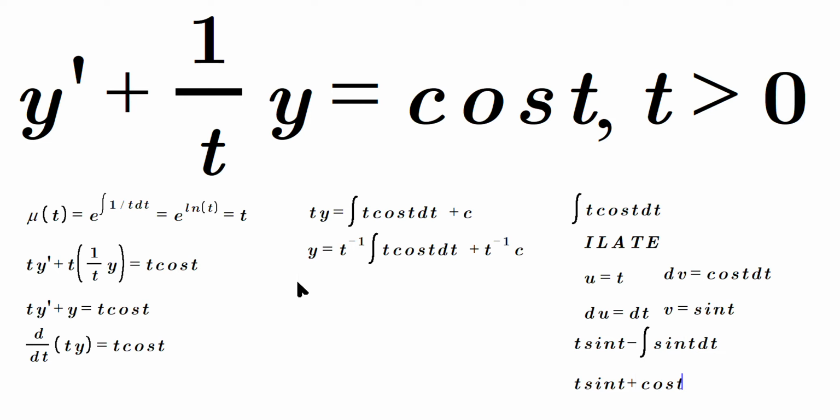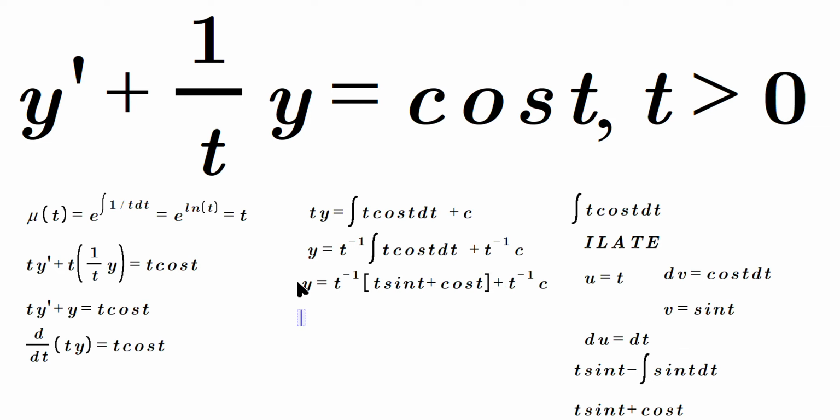So now go back over here. You're going to have y is equal to t to the negative first, and replace the integral with t sine t plus cosine t, plus t to the negative first times c. And lastly, perhaps more conventionally, we would write this as y is equal to the following. Take the t to the negative first, distribute it to each term inside the brackets. That means this t here will cancel with the t to the negative first, leaving sine t, plus cosine t times t to the negative first is going to be cosine t over t. And then you can write that as plus c over t.